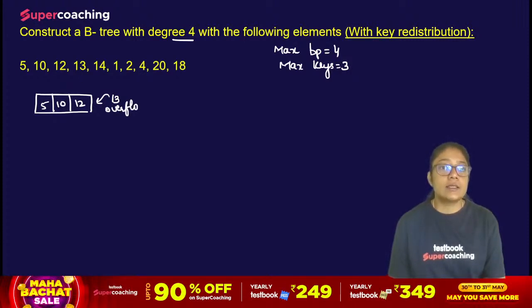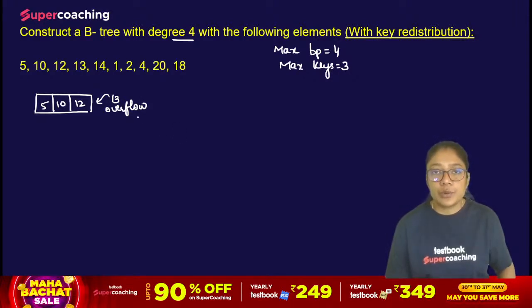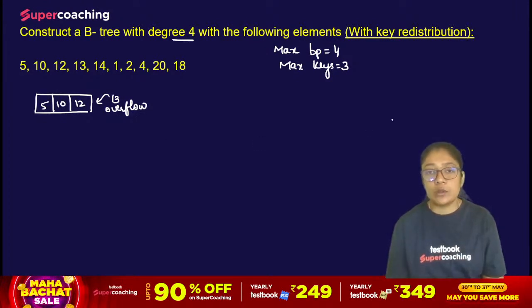In that case, we can go for key redistribution, but here key redistribution cannot happen because there is only one node and that is full. So here we have to go for node splitting. On the basis of what do we split the keys?